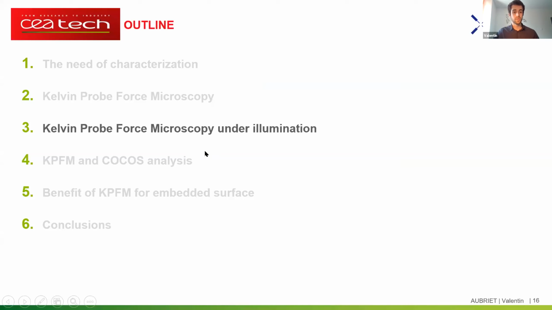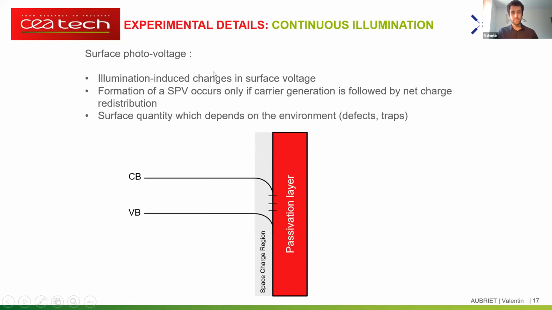So now let's talk about Kelvin probe force microscopy, but under illumination. Before we talk about carrier lifetime, we need to define the surface photovoltage. Basically, under illumination, we will generate electron hole pairs. And because of the space charge region, these electron hole pairs will then be separated. In this case, we have a downward band bending, which means the electrons will diffuse towards the surface. And this diffusion will induce a change in surface potential. At this point, we can probe with a KPFM tip the surface potential under illumination.